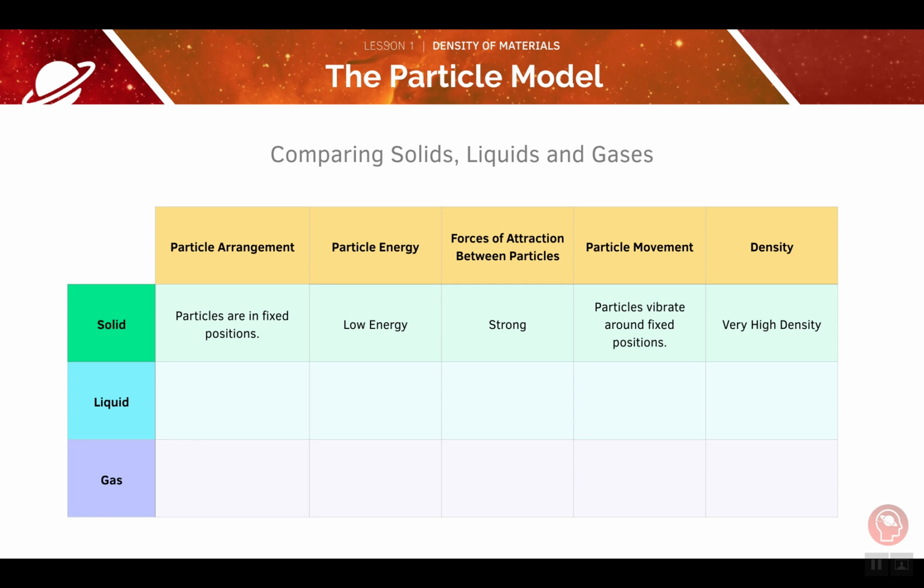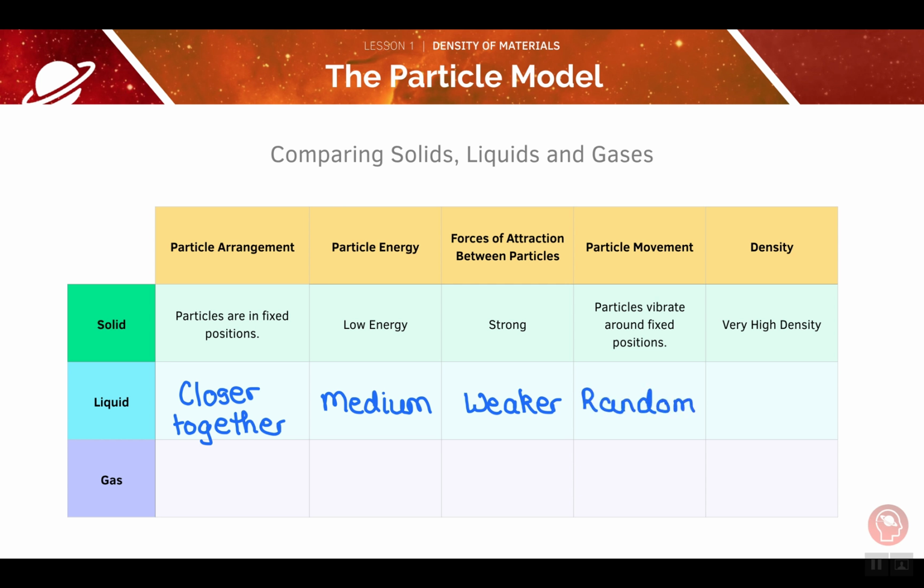Now we'll look at a liquid. Here, the particles are closer together. They have a medium energy, and the forces between the particles are weaker. The particles are able to move past each other randomly. This makes the density less than solids, but more than a gas.